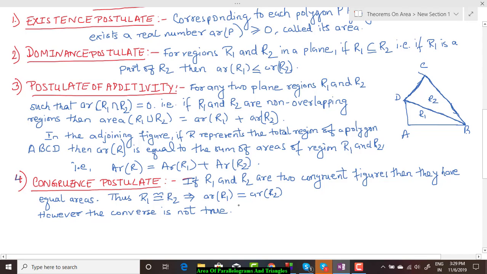So, two figures having equal area need not be congruent.